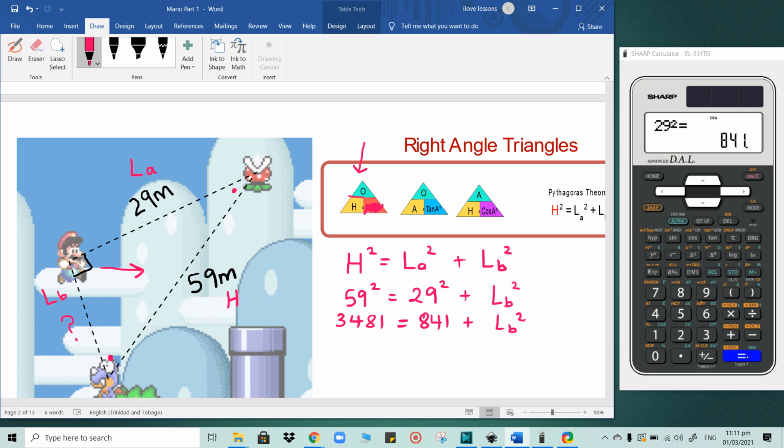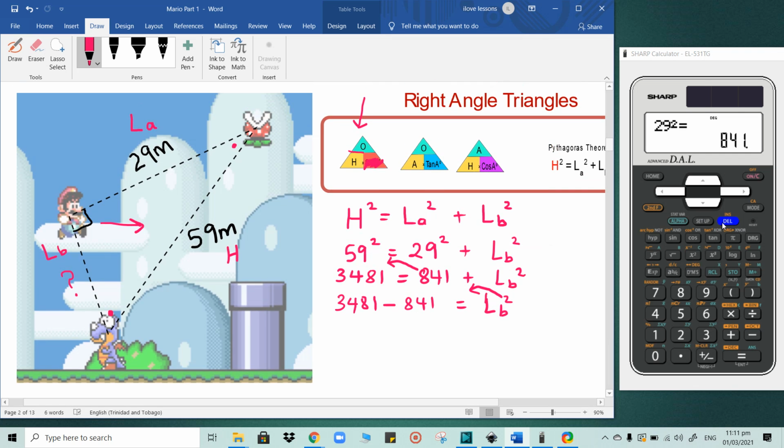So in this case here now, we have to throw across the positive 841. That will give us minus 841, and this will be equal to LB squared, leg B squared. So what we're going to do now, we're going to minus these two and then throw across the square root sign. I'm running out of space here, so I'm going to scroll down a little bit. Let's work it out. 3,481 minus 841 will give us 2640, and this is equal to LB squared.